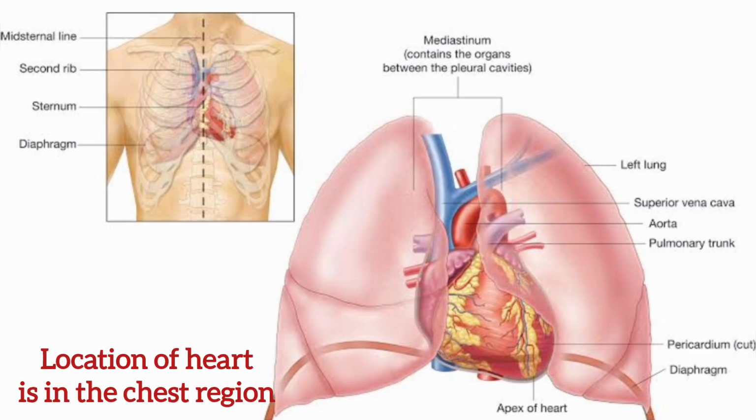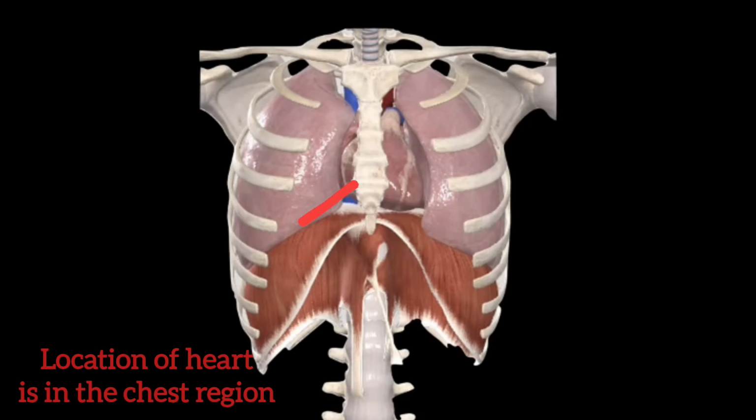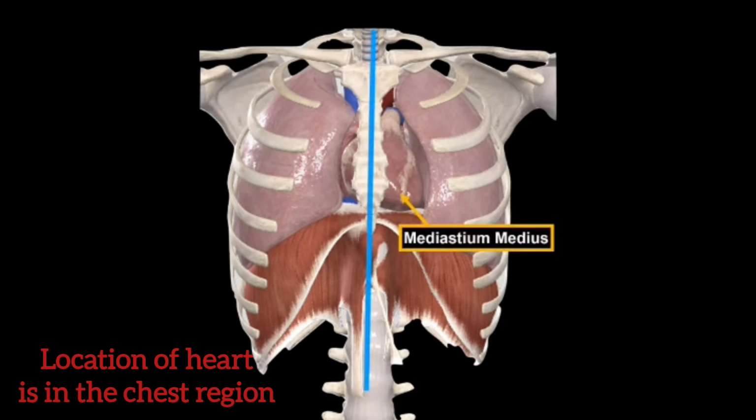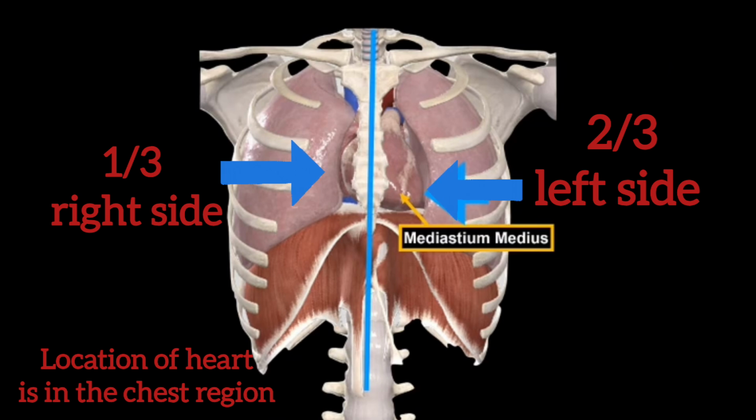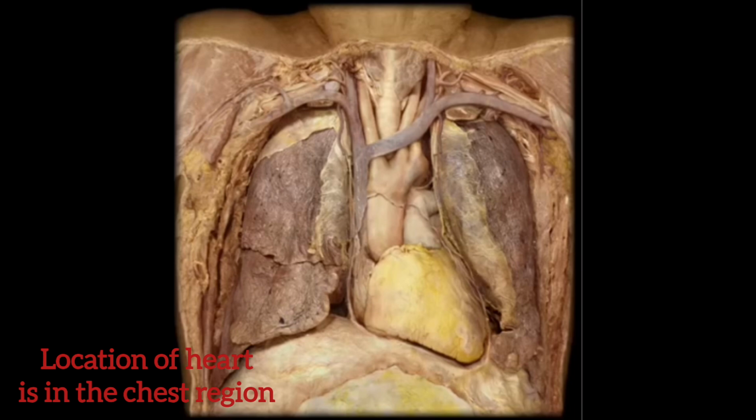The heart is located in the chest region, right behind the sternum, between the lungs. If we divide the chest into two halves with the help of the midline, then one third of our heart is present on the right side of the midline and two thirds of the heart is present on the left side, as the heart slants with its apex directed slightly towards the left side of the thorax.